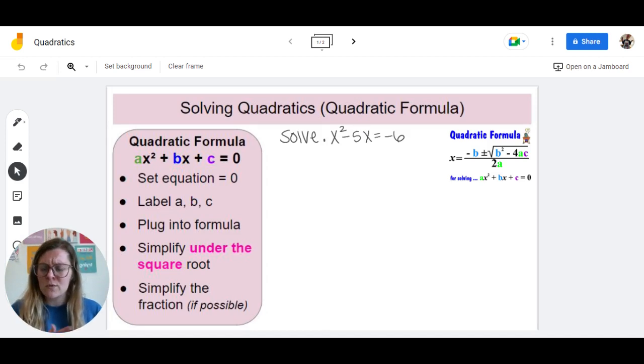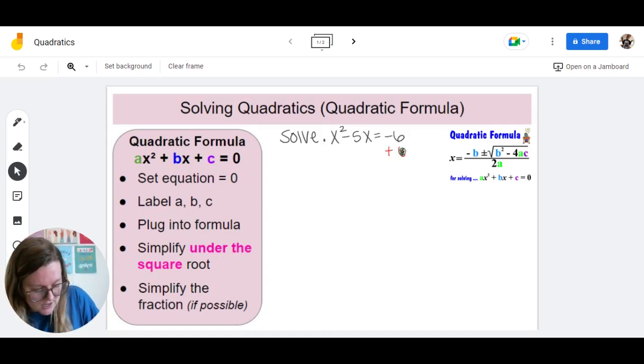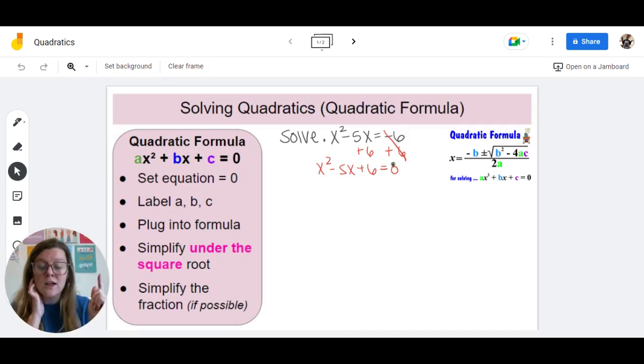When I'm factoring, remember, we need to set it equal to 0. So this minus 6 needs to get added to the other side. I get x squared minus 5x plus 6, because I can't combine the 6, it's just a number, and it's set equal to 0. Now, if we were doing this regularly, I would do my t-chart, find my values, and be able to factor. But for the sake of this video, we are going to practice using the quadratic formula, because remember, the quadratic formula works on any quadratic, so we're going to go through that process.